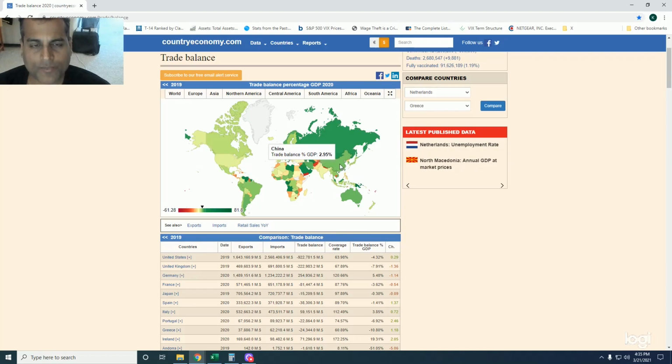So China has a trade balance of almost 3% of GDP, and that's a positive trade balance. It exports much more than it imports, and we all know that. India, by contrast, is the opposite. It has a trade balance that's minus 5.5% of its GDP. That is not good at all, and the huge difference between the two is a huge portion of the problem. China has plus 3, India is minus 5.5.